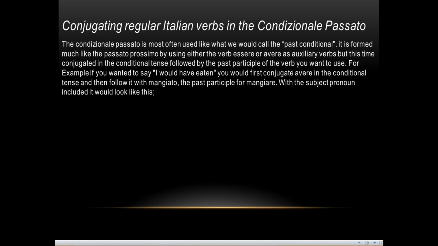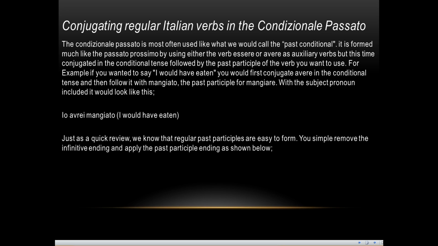The condizionale passato is most often used like what we would call the past conditional. It's formed much like the passato prossimo by using either the verb essere or avere as auxiliary verbs, but this time conjugated in the conditional tense, followed by the past participle of the verb that you want to use. For example, if you wanted to say, I would have eaten, you would first conjugate avere in the conditional tense, and then follow it with mangiato, the past participle for mangiare. With the subject pronoun included, it would look like this. Io avrei mangiato. I would have eaten.